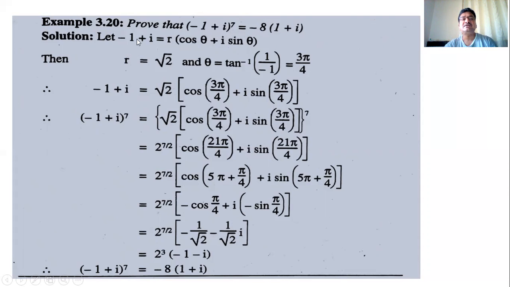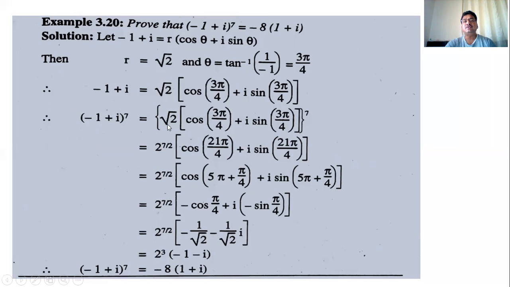Or we express this minus 1 plus i in polar form. So what is the polar form? Root 2 cos 3 pi by 4 plus i sin 3 pi by 4 is its polar form. Already we observed the polar form of minus 1 plus i, 1 plus i, 1 minus i. So this is the polar form. And then take the 7th power. So the bracket raised to 7: root 2 raised to 7 is 2 raised to 7 by 2. You can find 2 raised to 7 by 2 by using a calculator. So actually root 2 raised to 7 means root 2 into root 2 into root 2, 7 times.